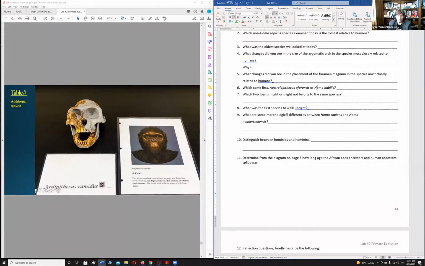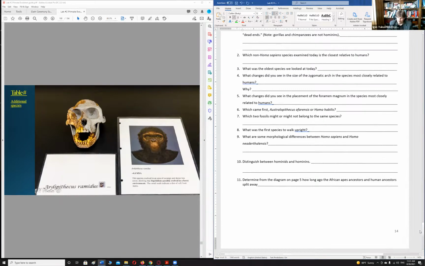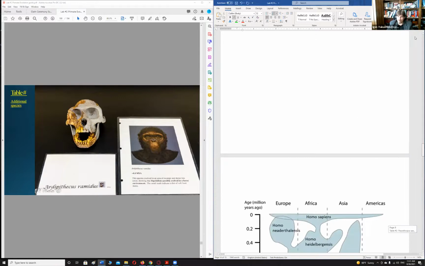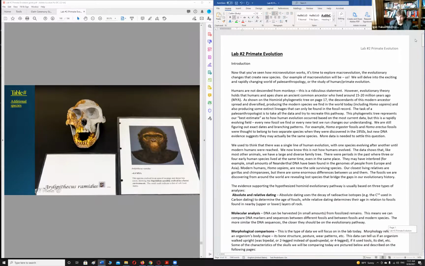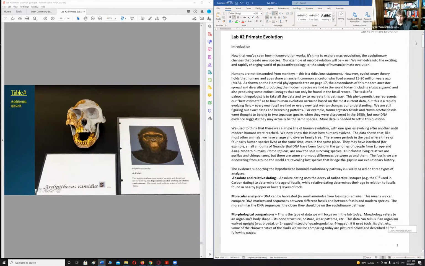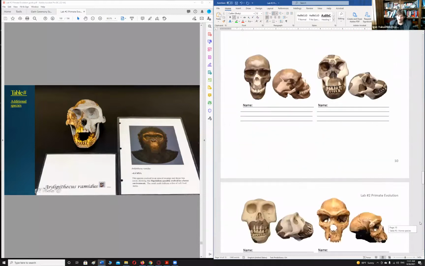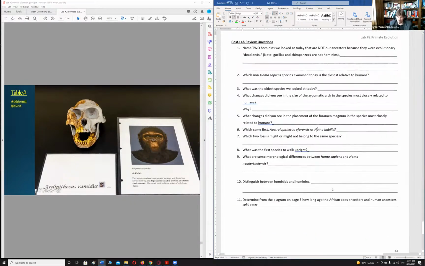Distinguish between hominids and hominins. That's up to you. Look it up. I can tell you, but I really want you to look it up. I think the description talks about that somewhere in the beginning. Quite often people flip and flop those words. That's why I'm not giving you the direct answer. Look it up, please.